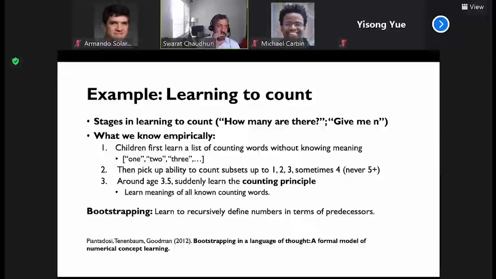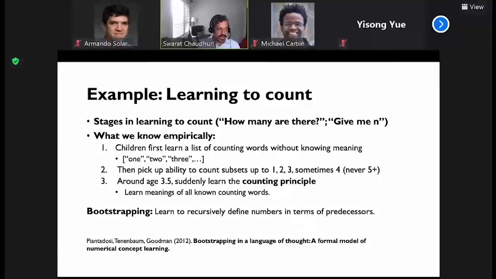What is known is that when children first learn to count, they first learn a list of counting words without knowing any sort of meaning. They just know that you have words such as 1, 2, 3, 4, and so on, up to some length. And then they pick up the ability to count subsets up to size 1, and then 2, and then 3, and then very rarely 4. 5 plus is never, so far as I know, never been seen.